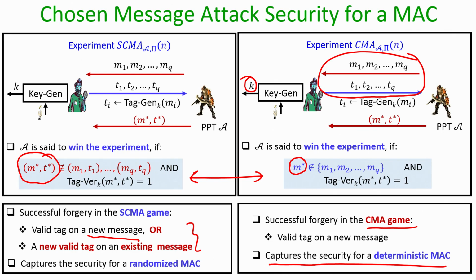So, that implies that if our tag generation algorithm is a deterministic process, then the strong CMA security as well as CMA security are the same, because if our tag generation algorithm is deterministic, then this condition, m star comma t star different from all the mi comma ti, can happen only if the message m star is different from all the mi's. In that case, the strong CMA security game becomes the same as the CMA game. But if we are using a randomized message authentication code, then this notion of strong CMA and CMA are completely different. So, now we have the definition of strong CMA security and CMA security.